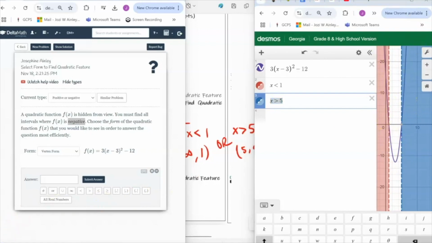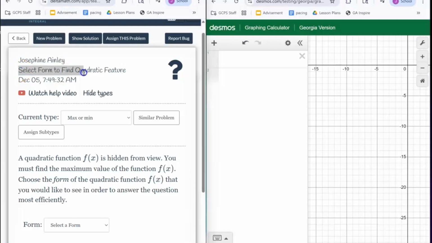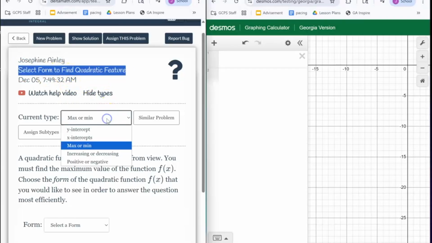Let's practice. All right, we're going to take a look at select form to find quadratic feature. We're only going to look at three things: y-intercept, x-intercept, maximum, minimum. Because for increasing and decreasing, all you have to do is just type it in. It doesn't even matter which one. Just select one, type it in, and then you can do it off the calculator. So for those, you can look back to how to do increasing and decreasing and positive and negative. The only ones I need to go over are these.